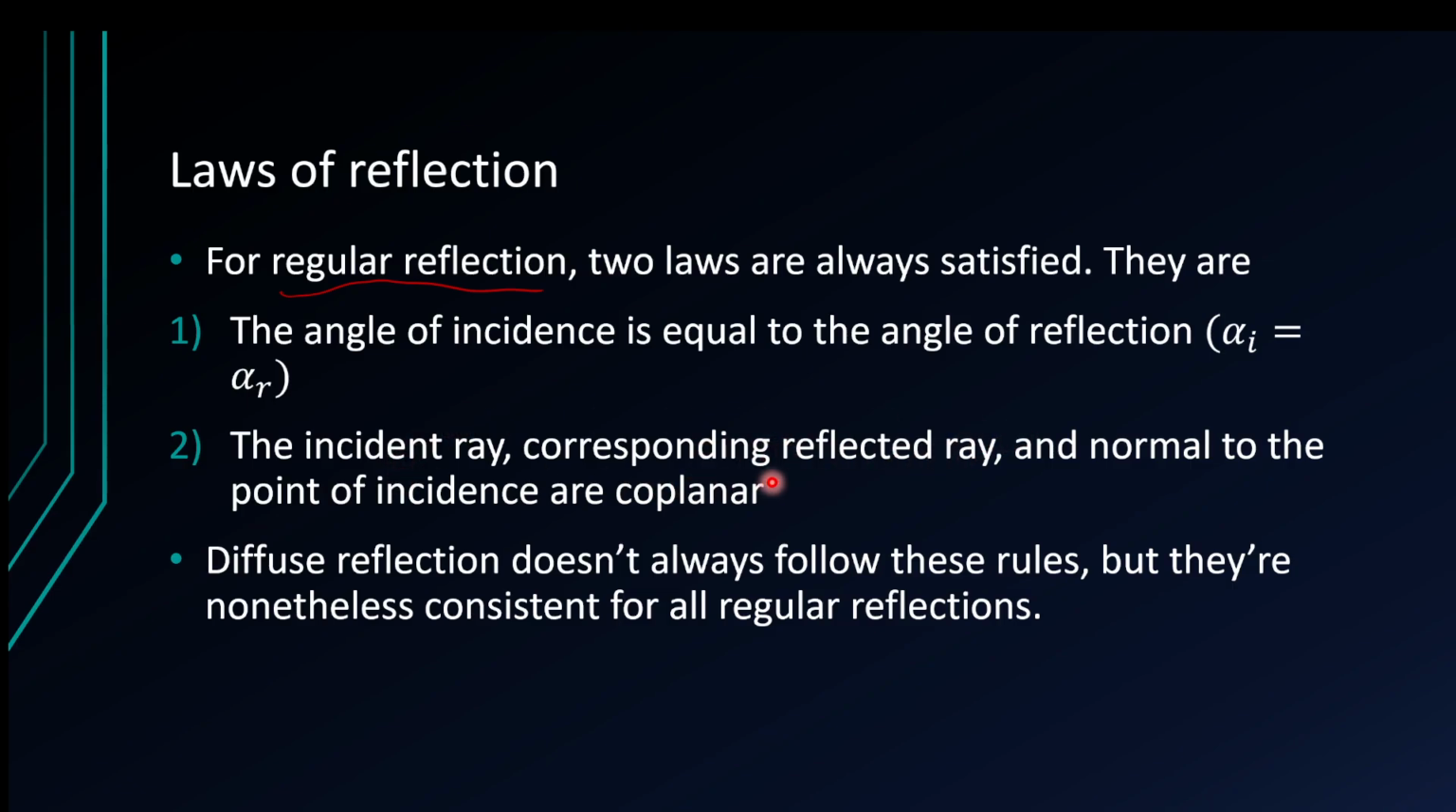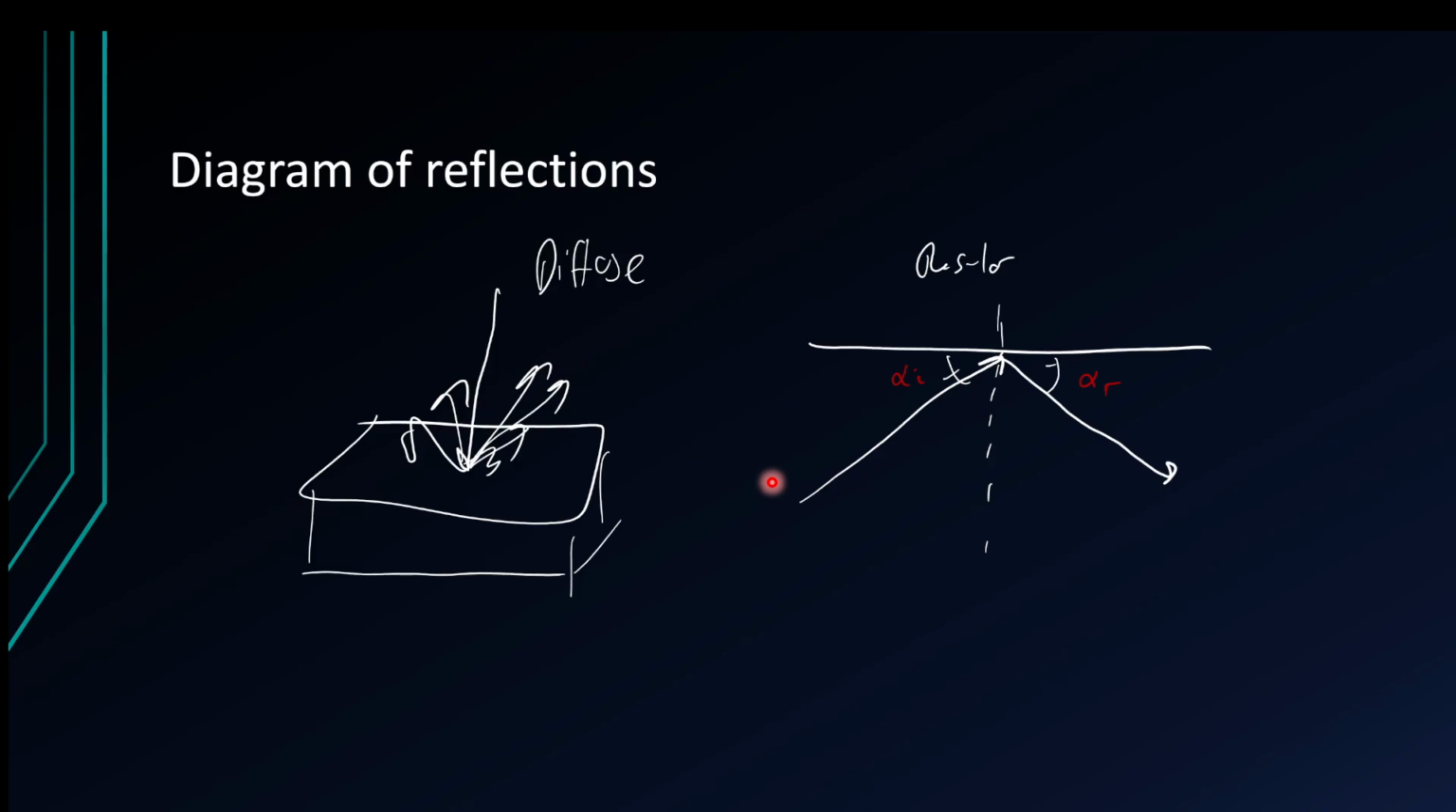The second one is that the incident ray, corresponding reflected ray, and normal to the point of incidence are coplanar. Now, that is quite a loaded definition, so I'm going to go back to here and just show you properly. So I'm going to draw a 3D rendition. So here's a mirror, for instance, and then a light ray comes in, and a light ray comes out.